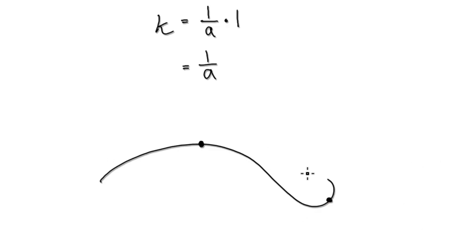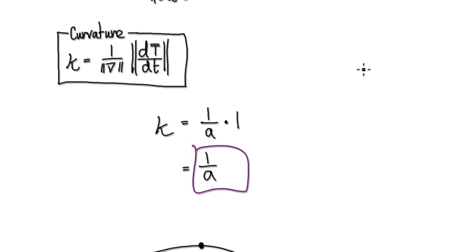The final answer, the curvature of the circle in our scenario up here, is given by 1 over A, okay?